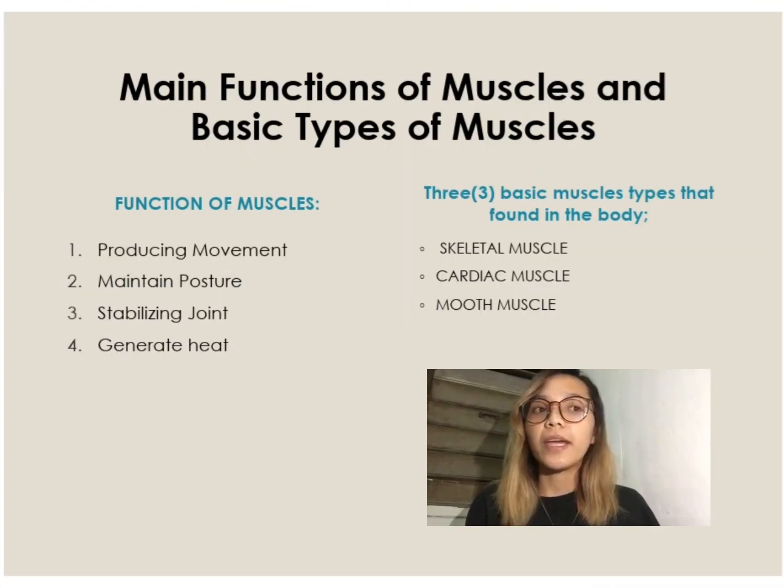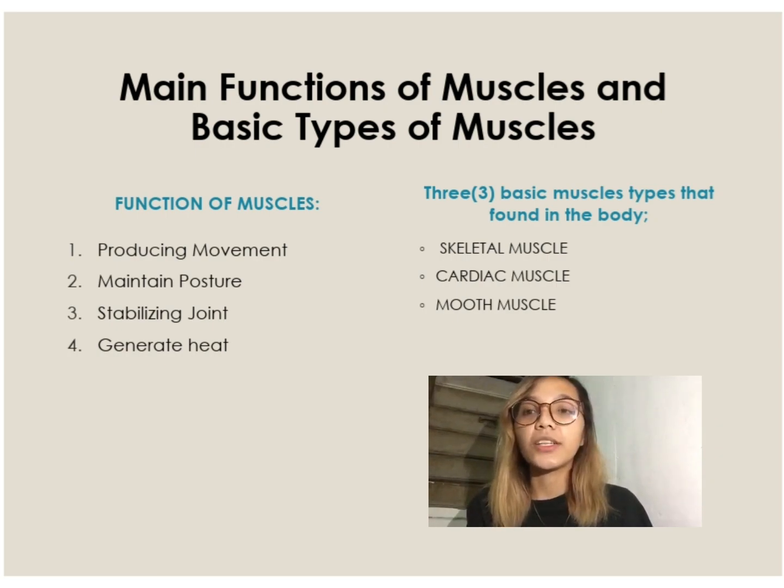So there are four main functions of muscles. Number one is producing movement. Muscles attach to bones or internal organs, and they are responsible for movement. Number two is maintaining posture, such as sitting and standing, which is maintained as a result of muscle contraction. The skeletal muscles are continually making fine adjustments that hold the body in a stationary position.